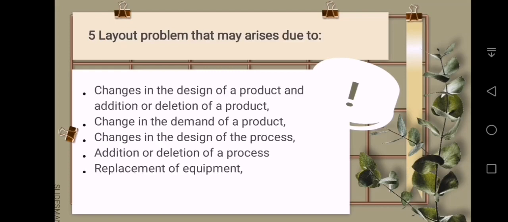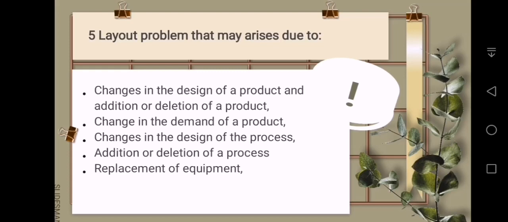Next, there are five layout problems that may arise. First is changes in the design of a product, or addition or deletion of a product. It reduces the profitability of the firm and results in a drain of resources. This process of product deletion requires the company to evaluate its entire product mix and analyze where the resources can be used to generate more reliable revenue streams.